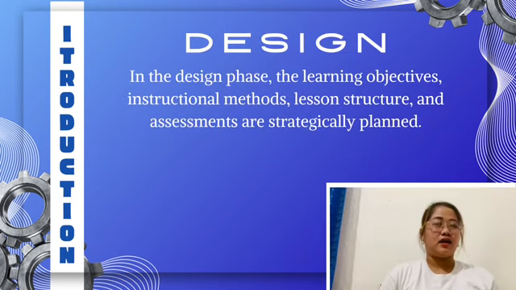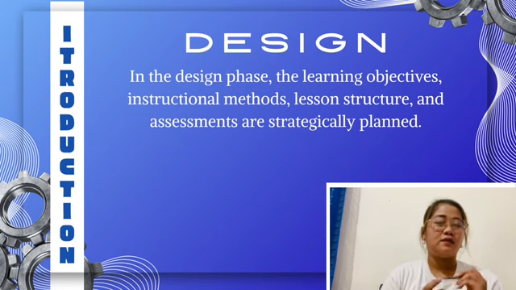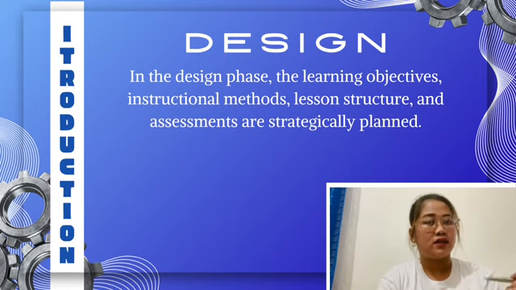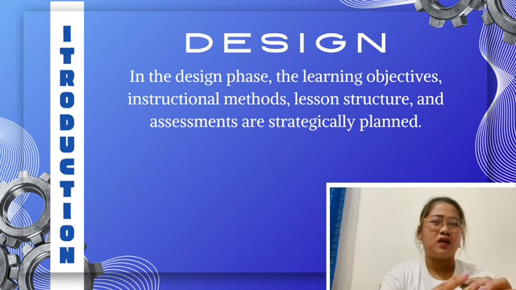Design phase in the ADDIE model. In the design phase of ADDIE, everything is strategically planned to ensure that learning is effective and engaging. The first is learning objectives. The learning objectives are what students should learn. For example, students will be able to identify safe online behavior. Number 2 is instructional methods. The instructional method is how the teacher will teach.